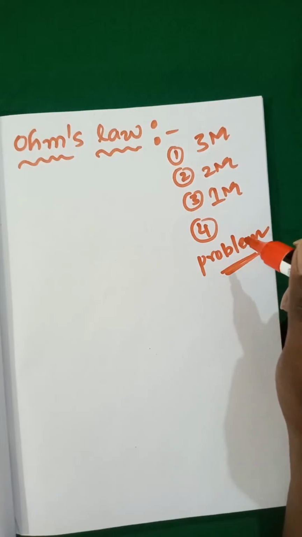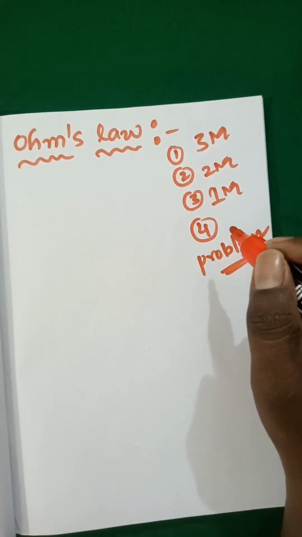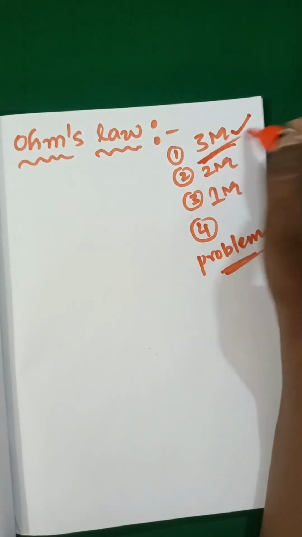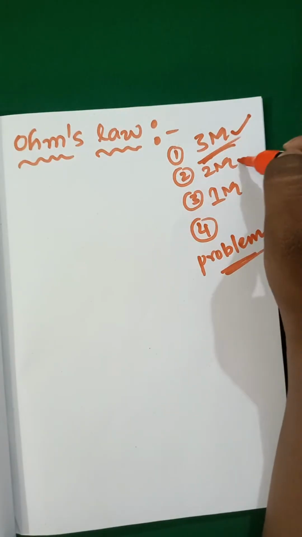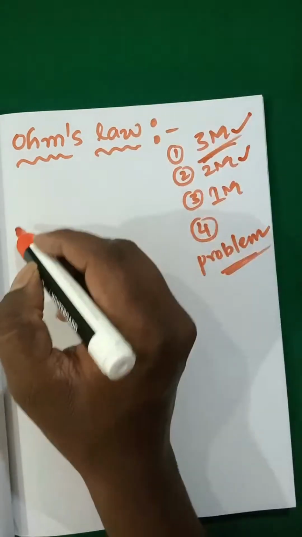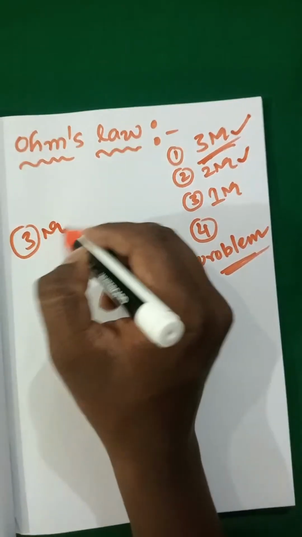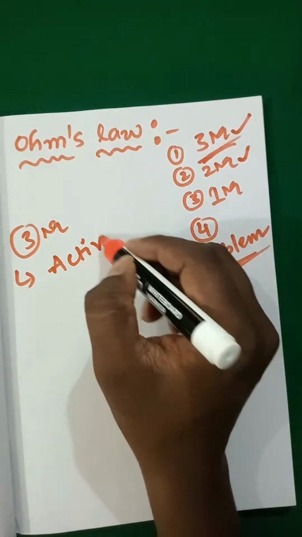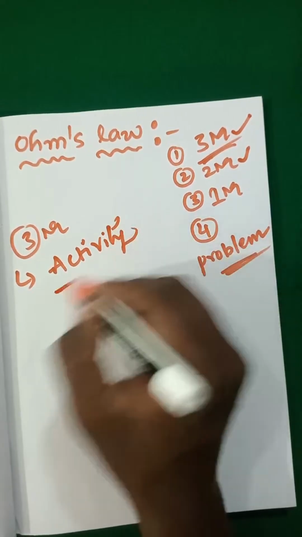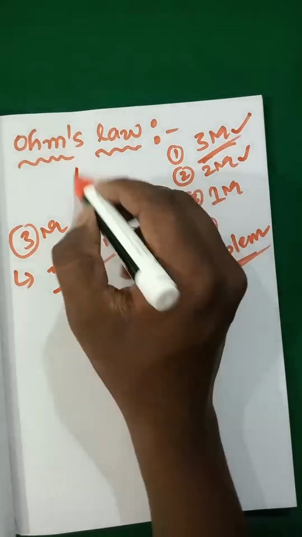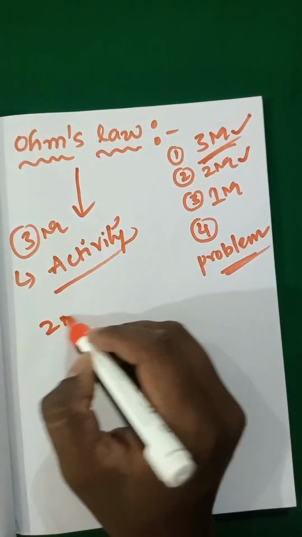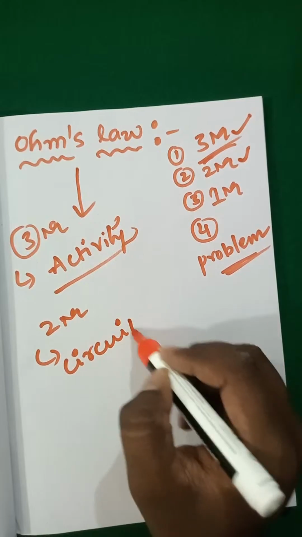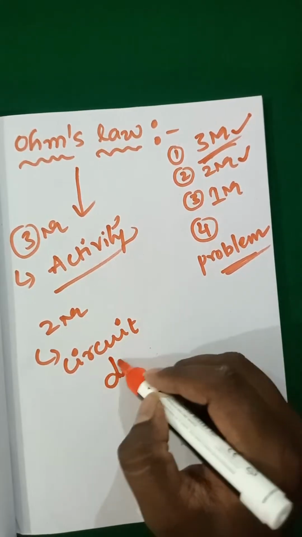Only about Ohm's law, a 3 marks question will come. So explanation and activity for 3 marks, complete activity will come. Activity means the Ohm's law activity. And 2 marks only for the circuit diagram. You will get marks for the circuit diagram.